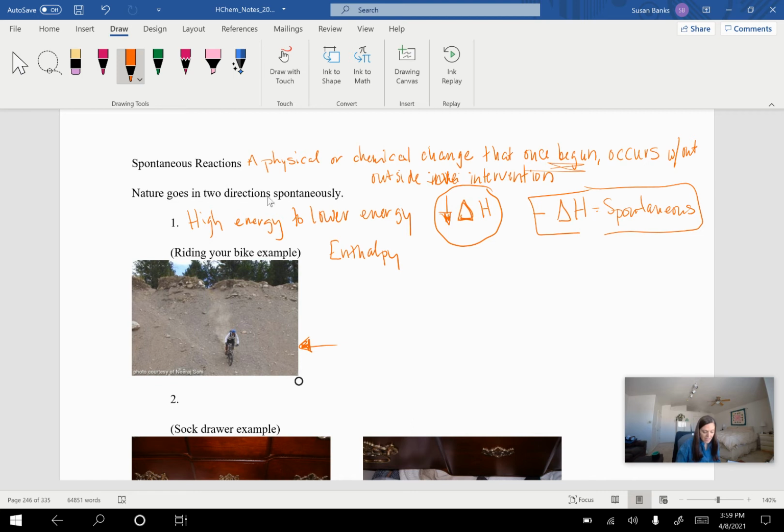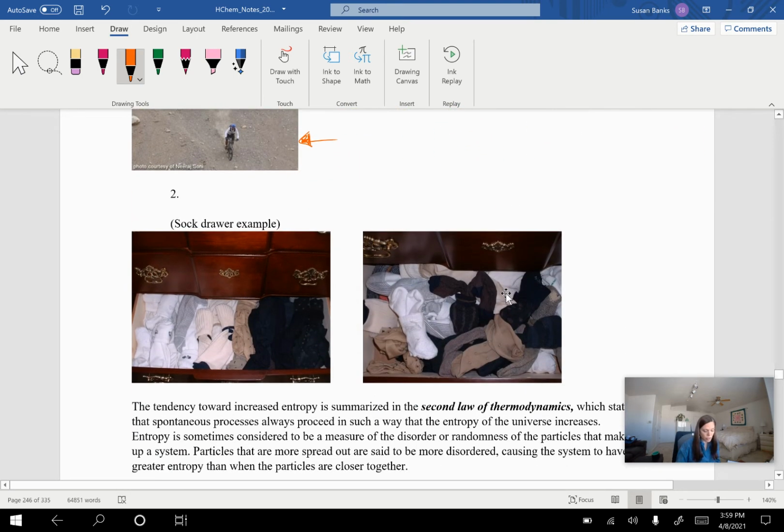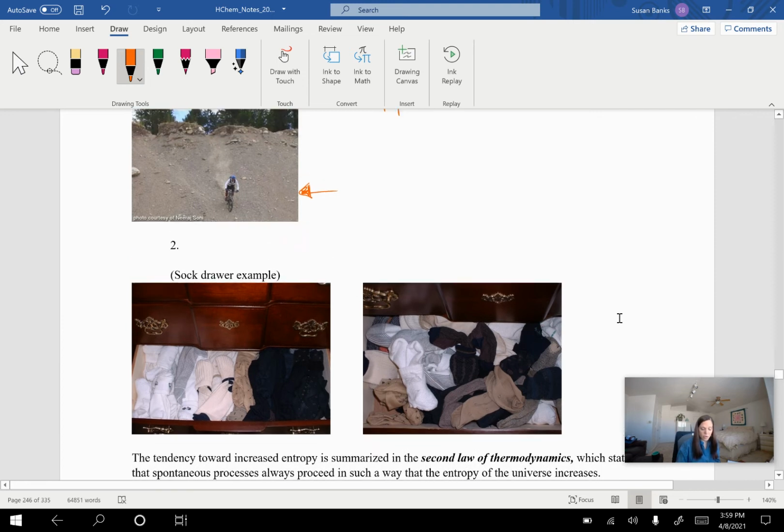Now, the next thing is entropy. A lot of you guys have not really heard of entropy, so I want to define entropy for you here. Entropy is a measure of disorder in a system. It measures disorder.